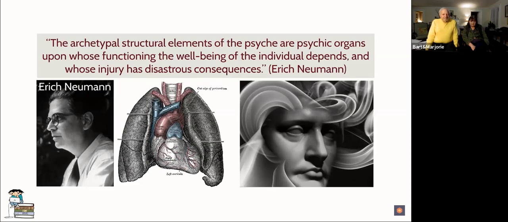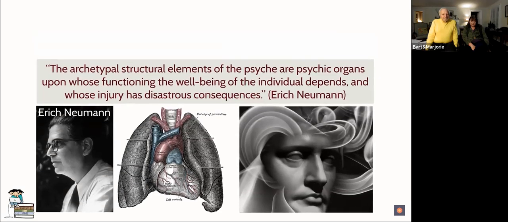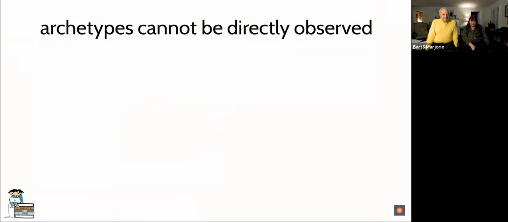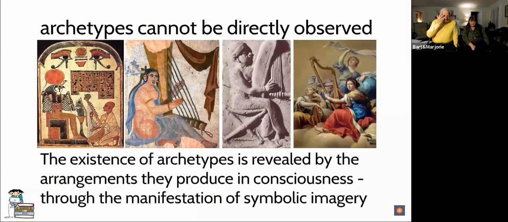An important difference between the physical organs and the archetypes is that while physical organs can be directly observed with the senses, the archetypes cannot. The existence of archetypes is revealed by the arrangements they produce in consciousness, namely through the manifestation of symbolic imagery. It is only through the interpretation of the symbols manifested by the archetypes that one can gain an understanding of the archetypal pattern of the human mind.